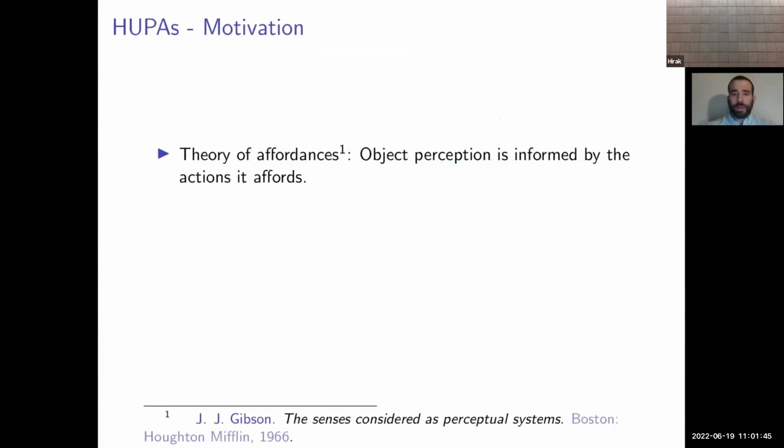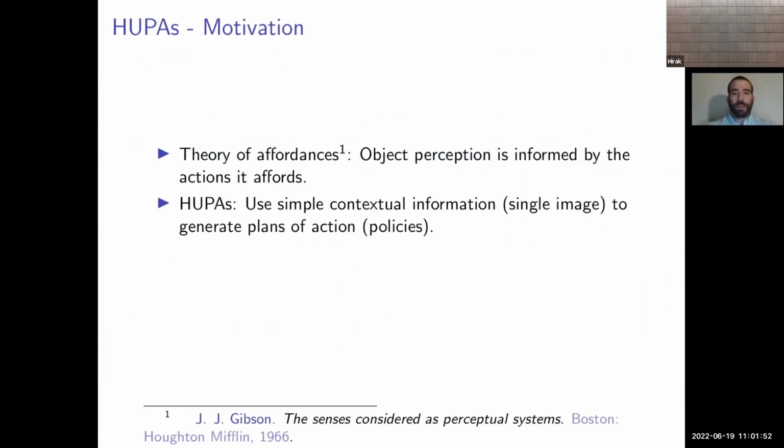Gibson's theory of affordances proposes that we perceive objects not just by their visual features, but also by the motor actions that they afford. Inspired by this idea, we propose HUPAs, models that utilize simple contextual information to generate plans of action. This view allows for generalization of learned skills to novel objects and environments.